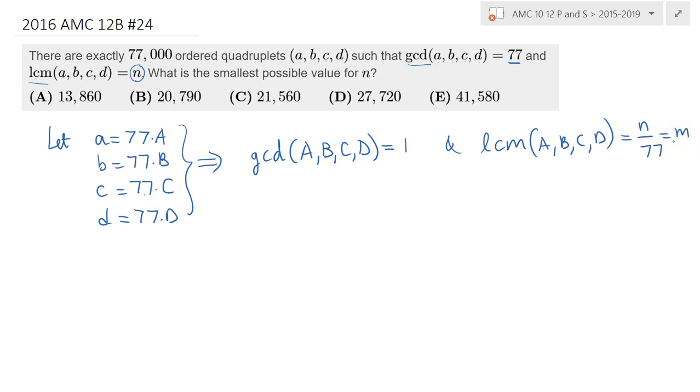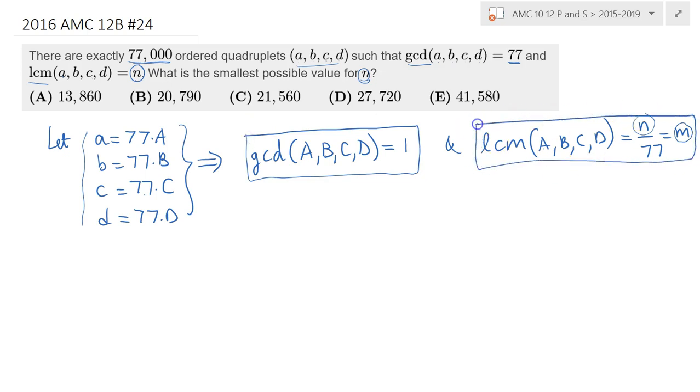So, recapping, the question is asking for the smallest possible value for n. What I can do is look for the smallest possible value for m, and then simply multiply it by 77 to find the smallest possible value for n. One might wonder if the number of these quadruplets would change after we do this substitution, and obviously that won't be the case, right? Okay, so far we're doing good. All we need now is to solve this system of equations, right?